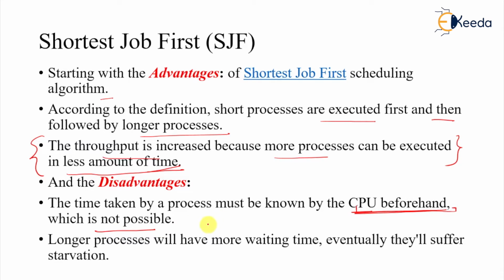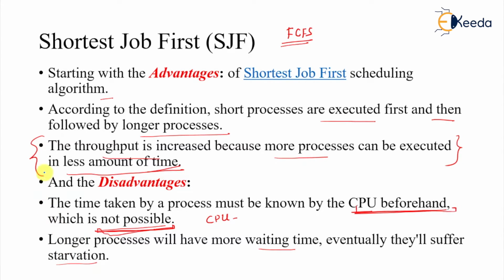You cannot say that this is going to take this much CPU burst time. This is something predicting, and it is really difficult. Longer processes will have to wait more, and they will even suffer from starvation. So in FCFS, the shorter processes suffer from starvation, but in SJF, longer processes suffer from starvation.